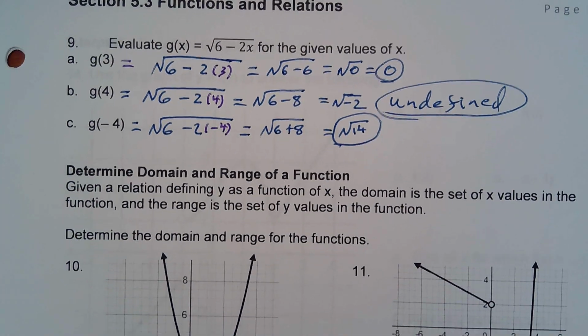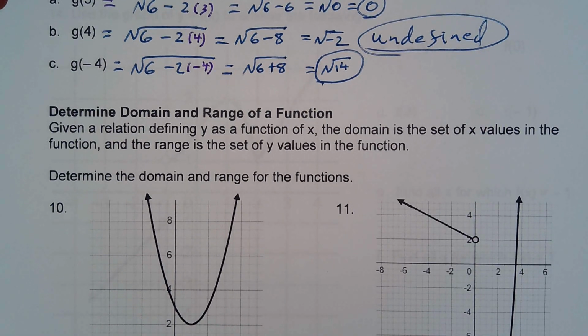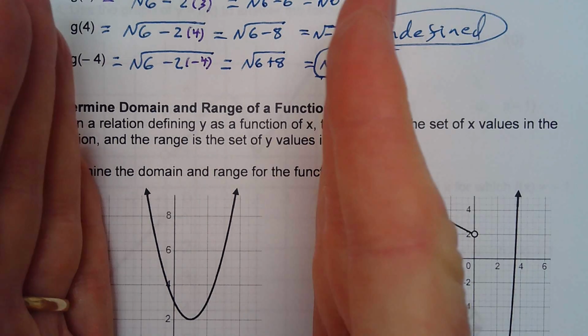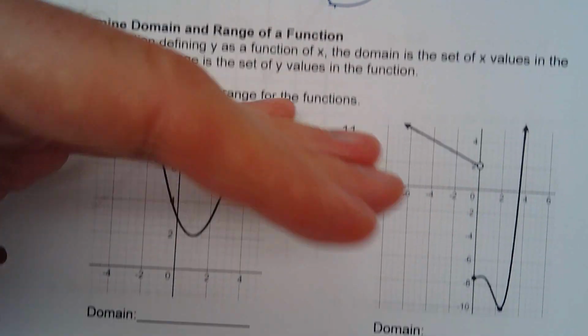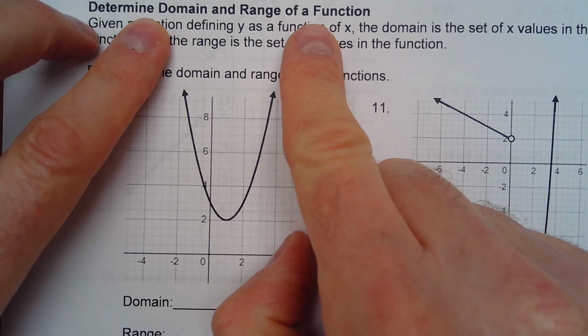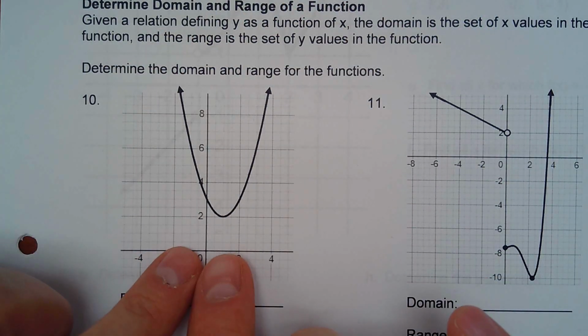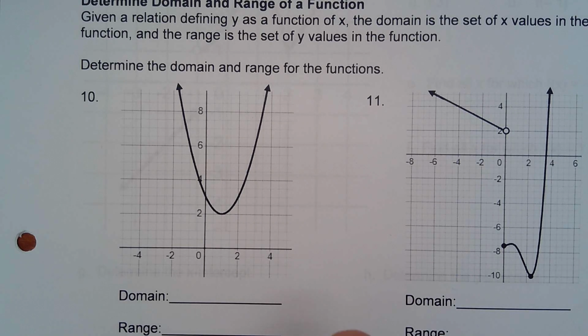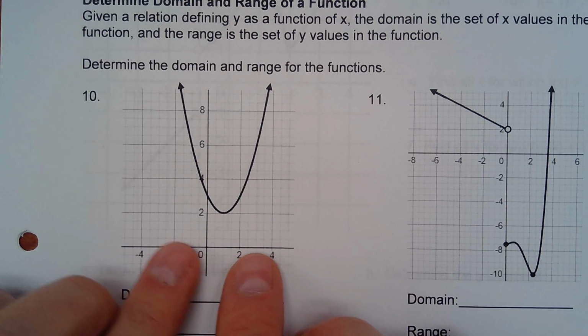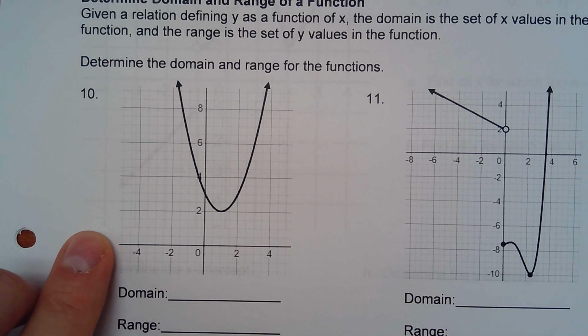Let's practice some more graphing. So I'm going to determine the domain and range of a function. So again, given a relation defining y as a function of x, the domain is a set of all x values in the function. The range is a set of all y values in the function. So we're going to look at the picture. And again, you literally want to think about it like you're squishing the graph here to get my range, squishing the graph here to get my domain. These arrows mean it goes on forever, so when I squish this thing down, I'm going to get a line here that extends on forever in both directions. So my domain here is going to be from negative infinity to positive infinity.